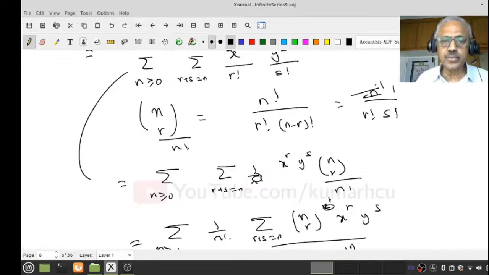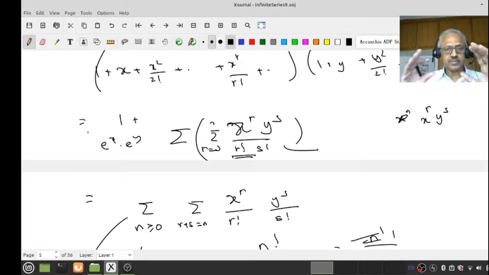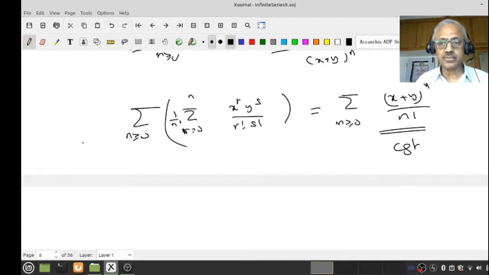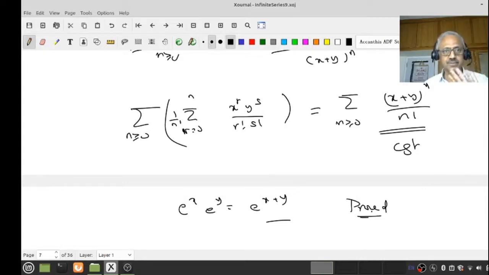Therefore, what do you think I have proved? I have shown that if I define the multiplication of e power x into e power y by this method, exactly like the way I did polynomials, then this Cauchy product of two infinite series is convergent. Not only does it converge, where does it converge to? It converges to e power x plus y. Therefore, I have proved e power x into e power y is e power x plus y. This is actually a proof. We proved it. There is no manipulation.